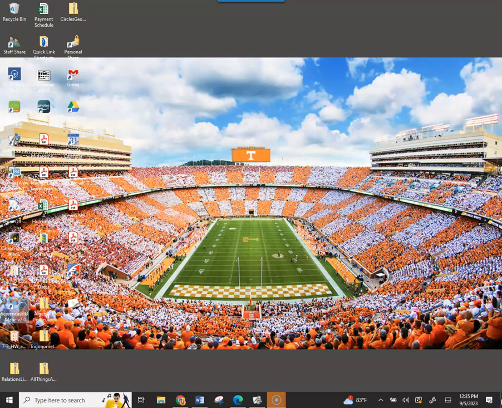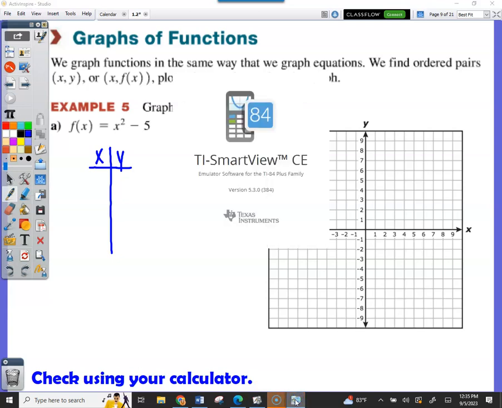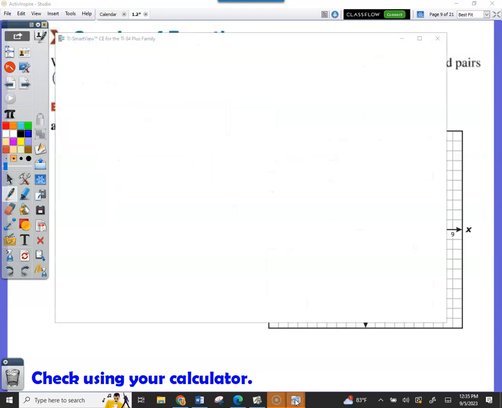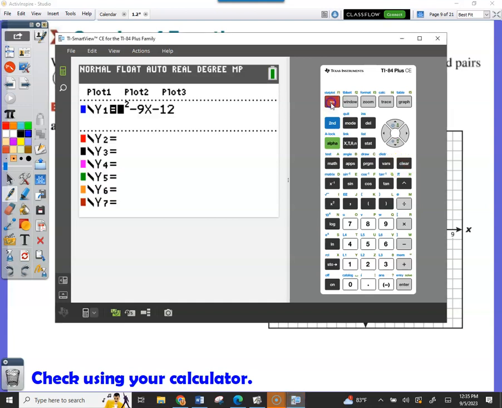So let me pull my calculator up. We're going to graph x squared minus 5. If you remember from Algebra 2 transformations, this is the parent graph for a quadratic, which is x squared. That's the parent graph. I call it the mother function. This is the parent. It's the mother function. And it's just shifting down 5, if that makes sense.